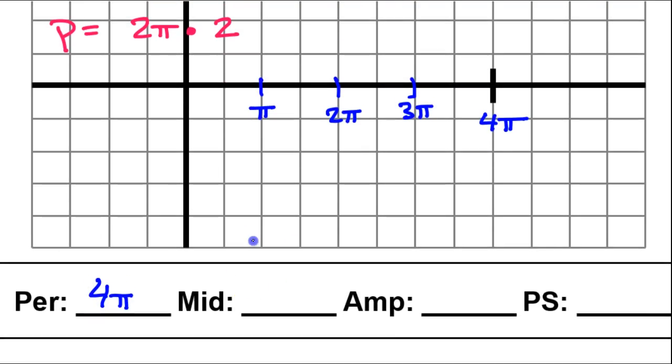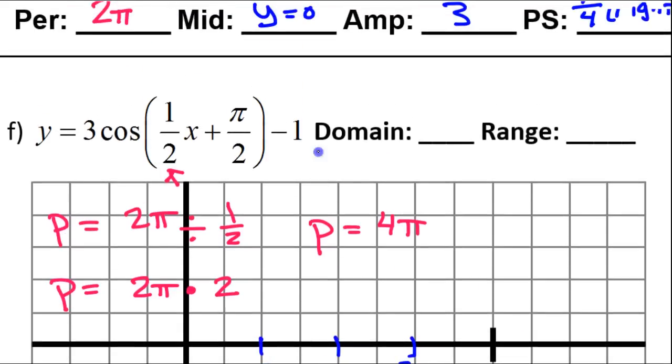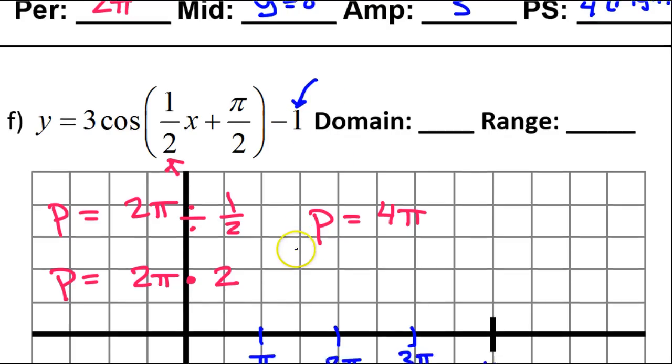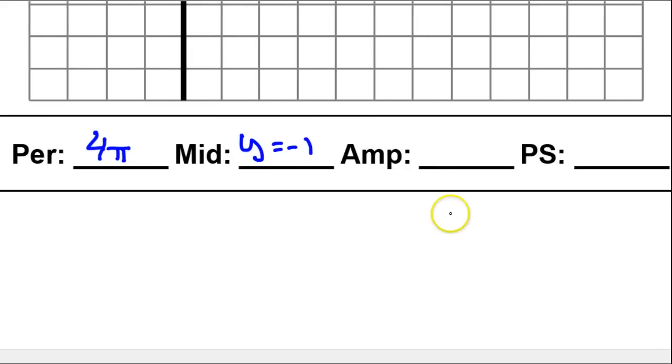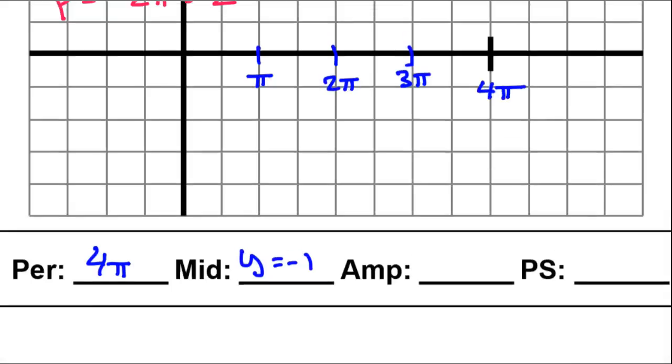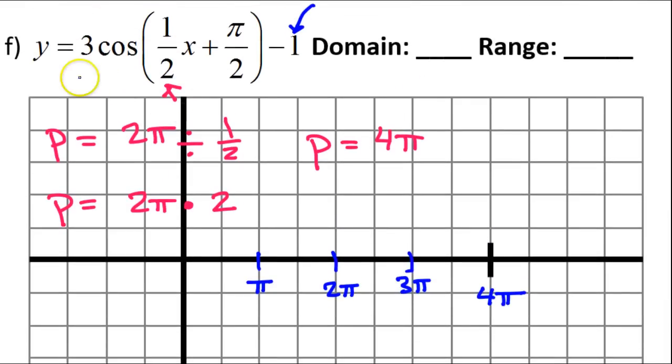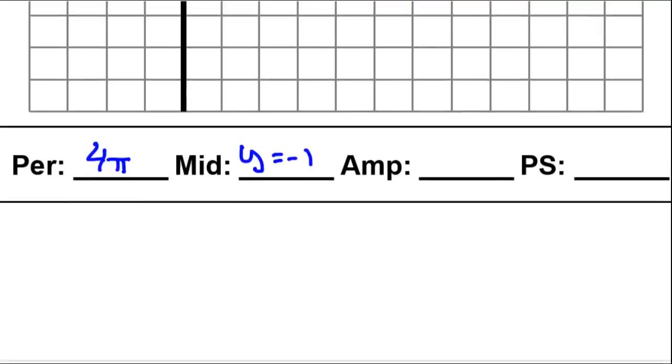What about the midline? Well, you see I have a vertical shift down 1 because of this -1. So that's going to tell me that the midline is going to be y equals -1. How about the amplitude? This number tells us the amplitude. Remember that the amplitude is always positive. So the amplitude is going to be 3.